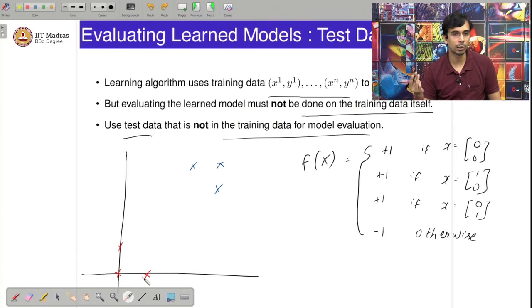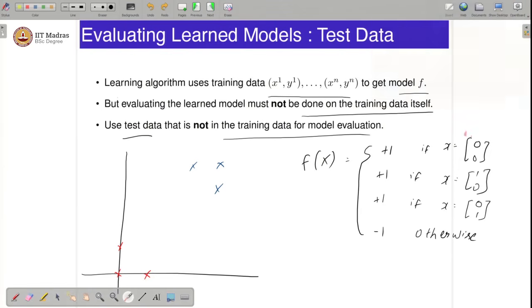Whether you have learned a good model or not, by evaluating the model on the training data itself, you are going to get an over optimistic estimate of how good the model is. Here is an example. In this particular example, the model has 0 loss on the training set.